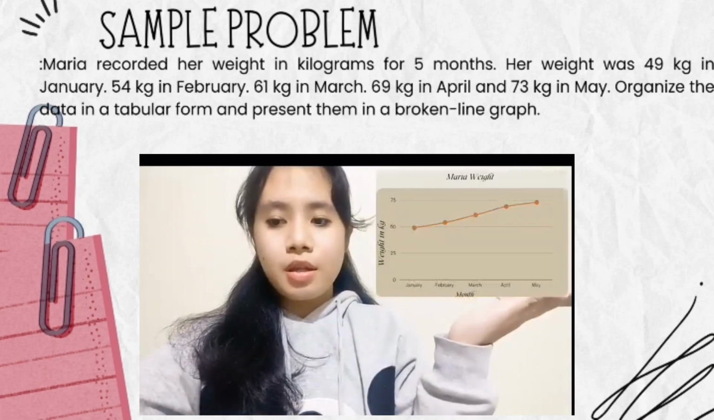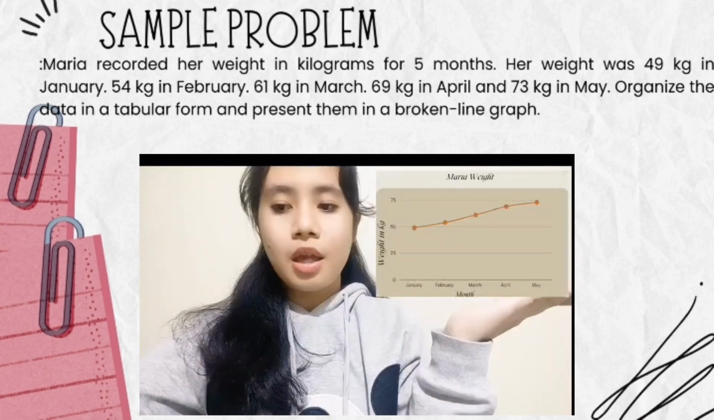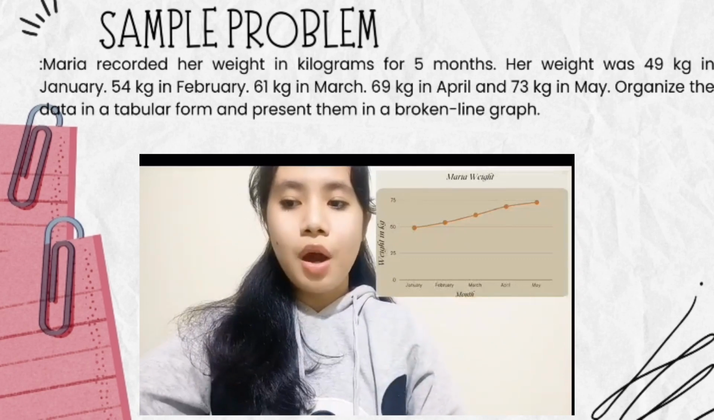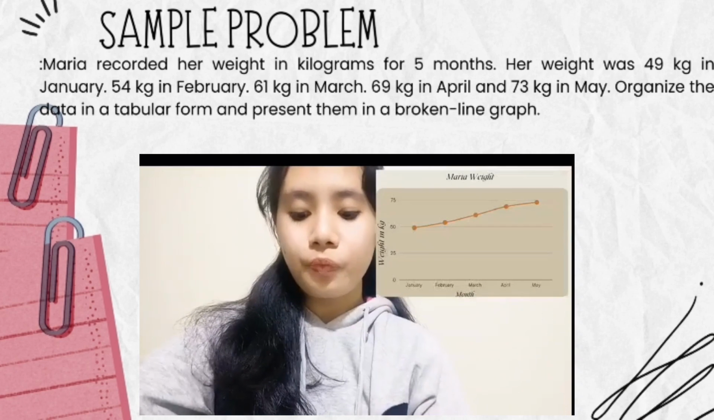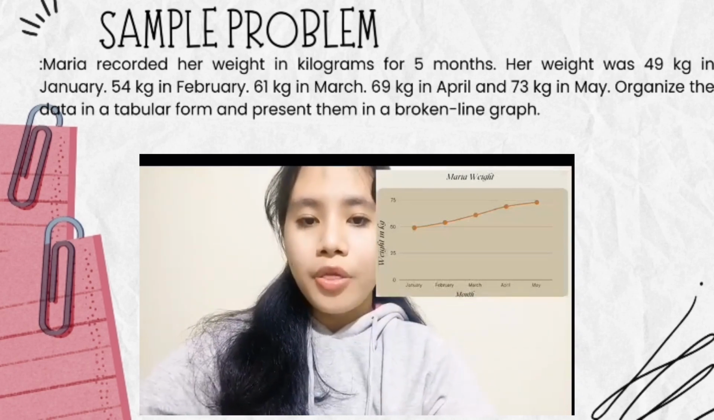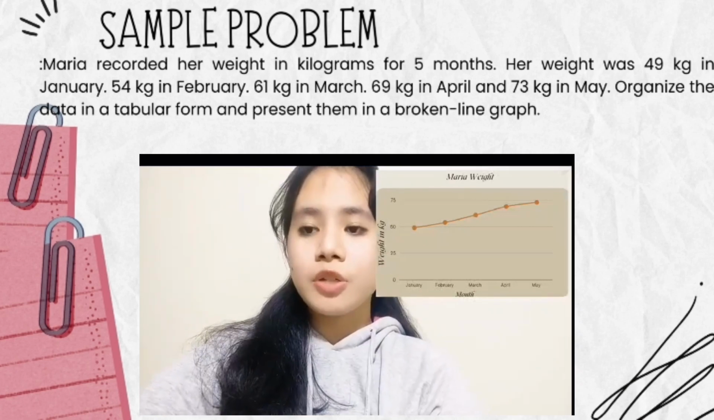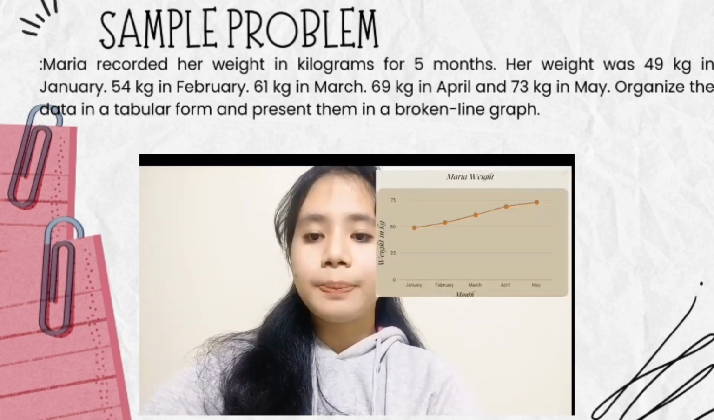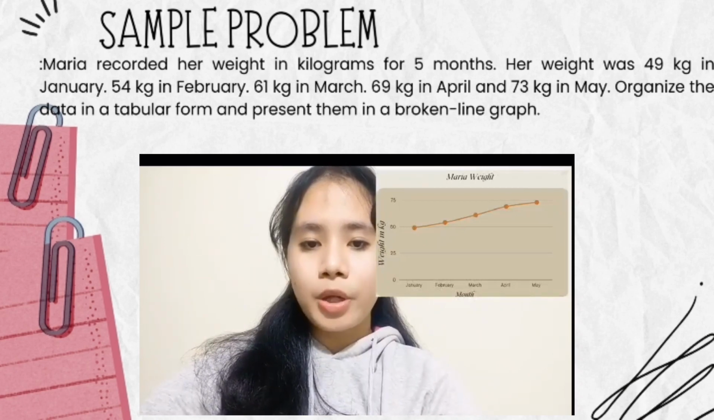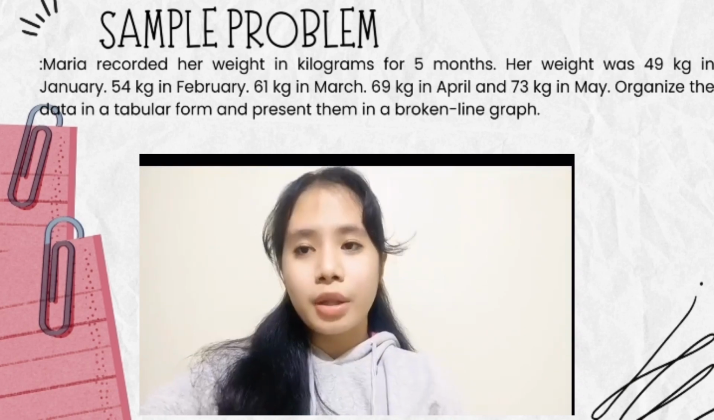So this is the graph of Maria's weight for 5 months. As you can see, the x-axis has the months January to May. The y-axis is the weight in kilograms, with an interval of 10. Here, we have already plotted the points of each corresponding data point and connected them accordingly from January until May. That will be all. Thank you.